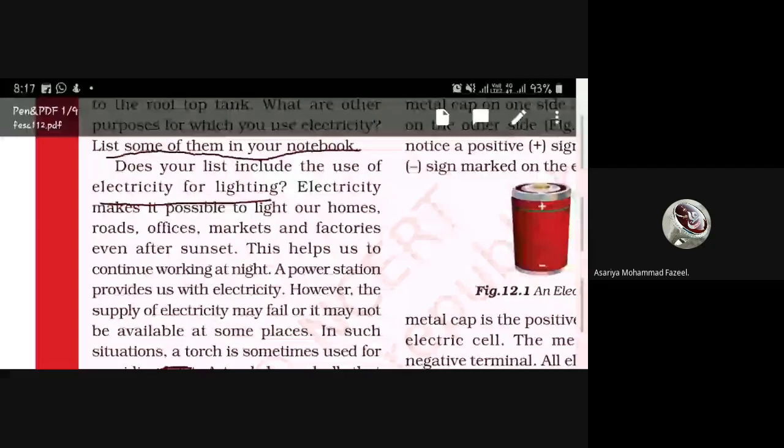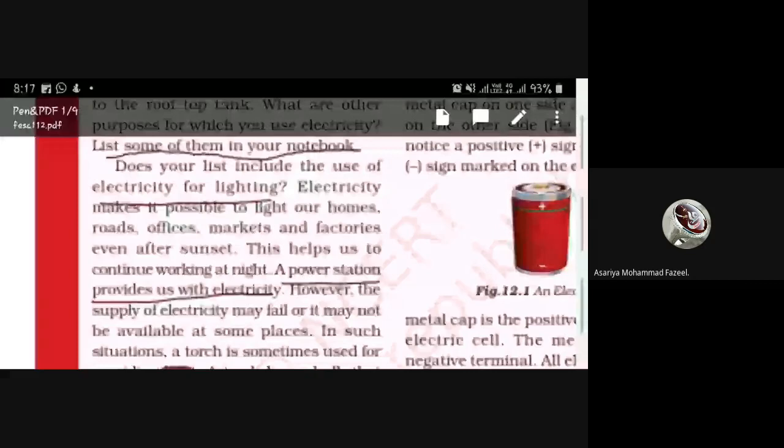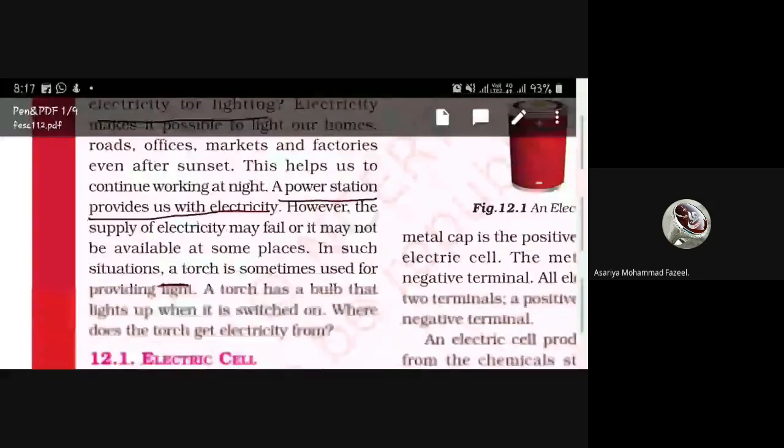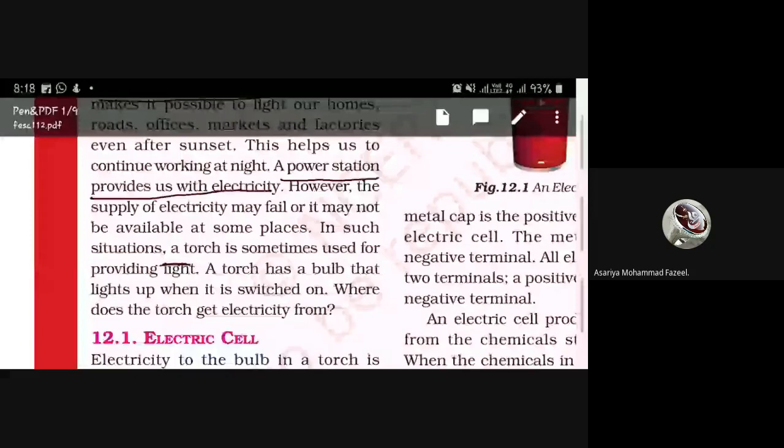Okay, so who is providing electricity? A power station. There is a big power station that is providing us electricity. This is a very good sentence. However, the supply of electricity may fail or it may not be available in some places. In villages now it is available everywhere, but 20-25 years ago in some villages light wasn't present. So what they were using sometimes was torches. So in torches, where are you getting electricity from?